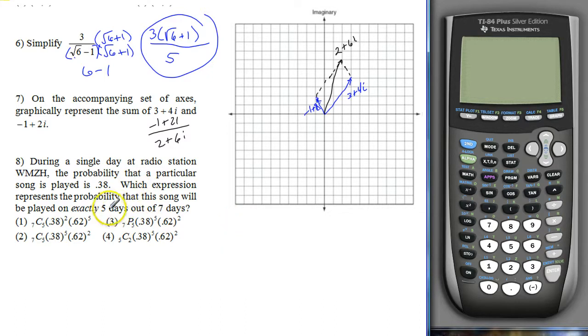Number 8, 5 out of 7. First off, get rid of the permutation. Get rid of choice 3. So 5 out of 7, so it has to be 7C5. Get rid of choice 4. So 7C5, and its probability is 0.38, so the 0.38s are in front. The 5 jumps up, so that is why it is choice 2.